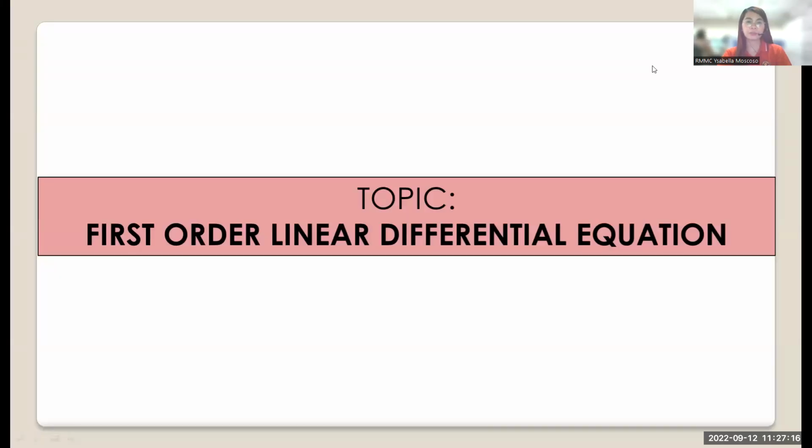Hello, good morning everyone. So we will try to continue our next topic in differential equations. The topics that we are going to discuss here are two: your first order linear differential equation as well as your Bernoulli differential equation. But for now, let us try to discuss what is a first order differential equation.